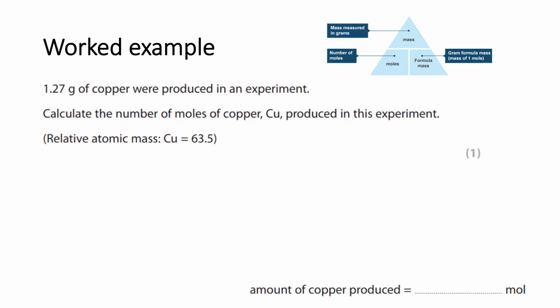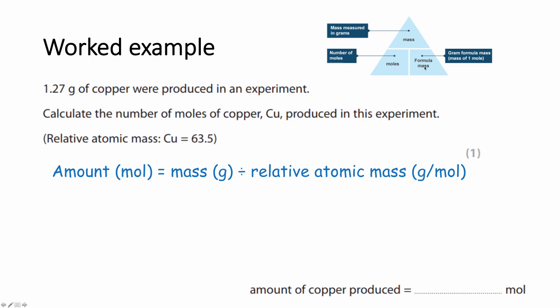So the first worked example we've got is copper. The question says, calculate the amount of moles of copper produced in this equipment. The question has given us the molar mass of copper, or the formula mass, which is 63.5. We want to know the moles, so we cover moles and we have mass divided by formula mass. So the amount is 1.27 divided by 63.5, and that equals 0.02 moles.